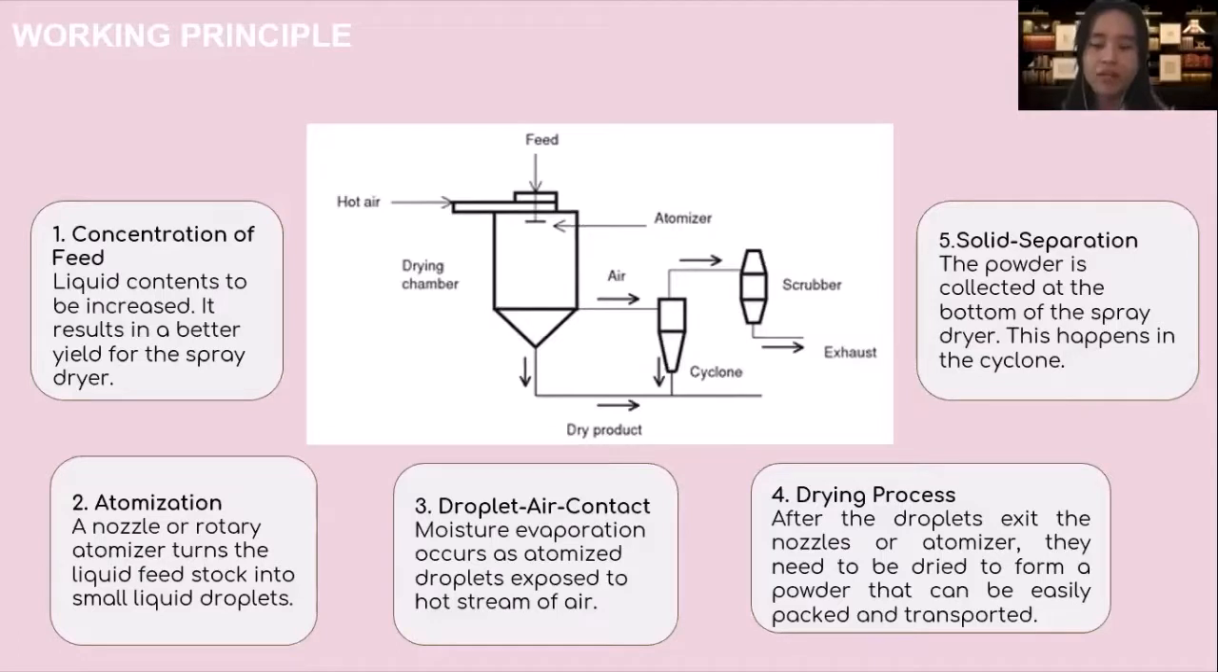In the drying process, after the droplets exit the nozzle or atomizer, they need to be dried to form a powder that can be easily packed and transported. The last one is solid separation. The powder is collected at the bottom of the spray dryer, and this happens in a cycle.